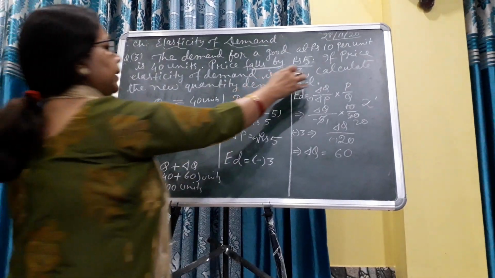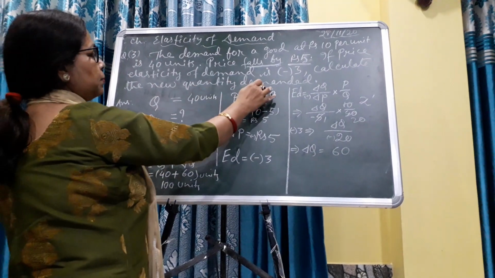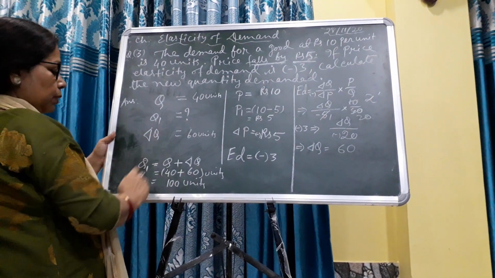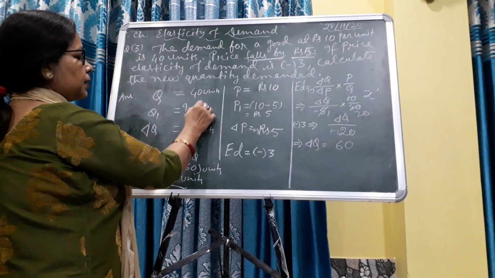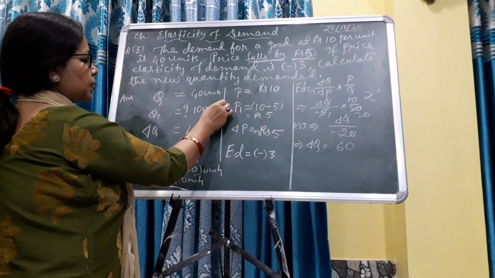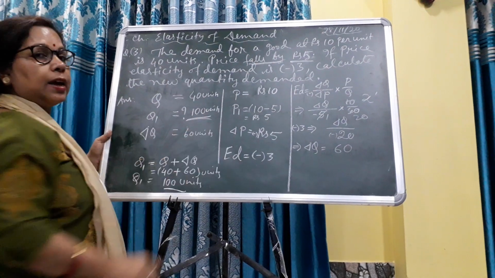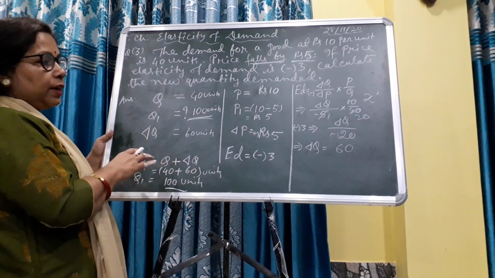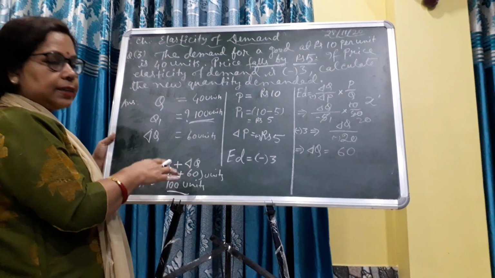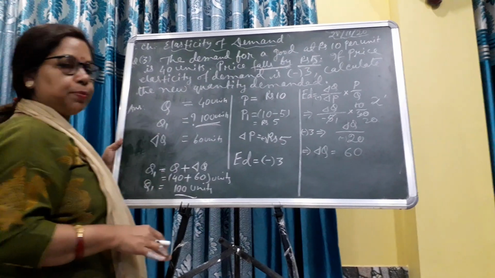So here, calculate the new quantity demanded. The new quantity demanded will be 100 units. This is the answer. So in this way you have to calculate the numerical. Now next I am going to write another type of numerical.